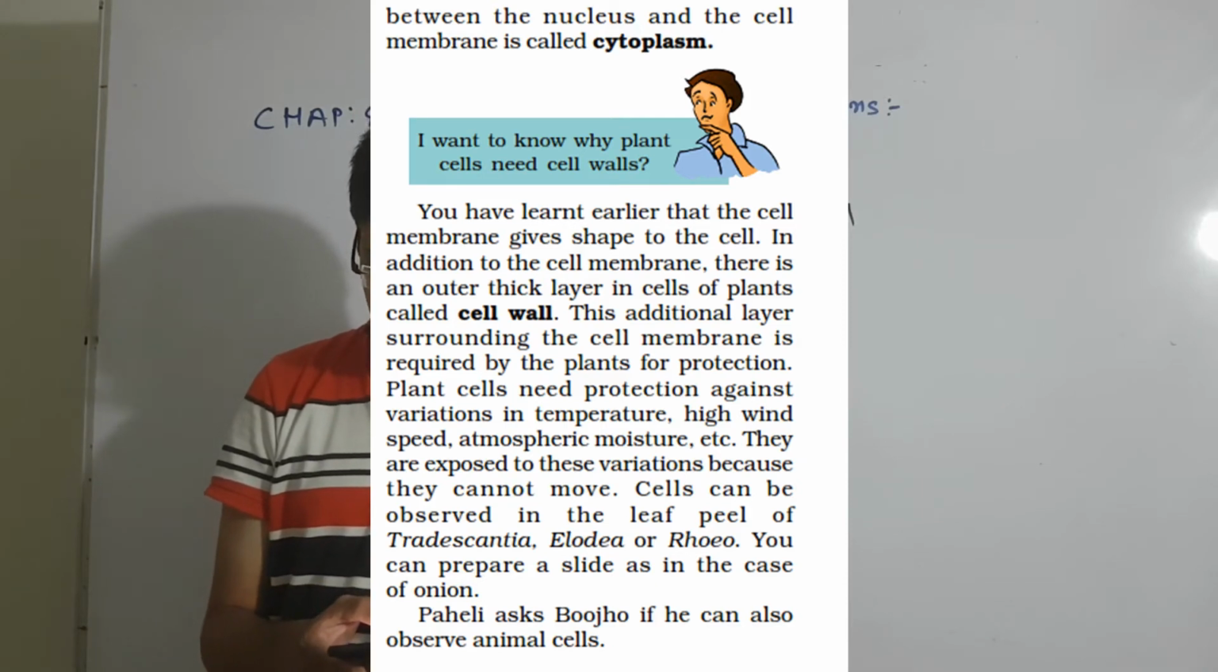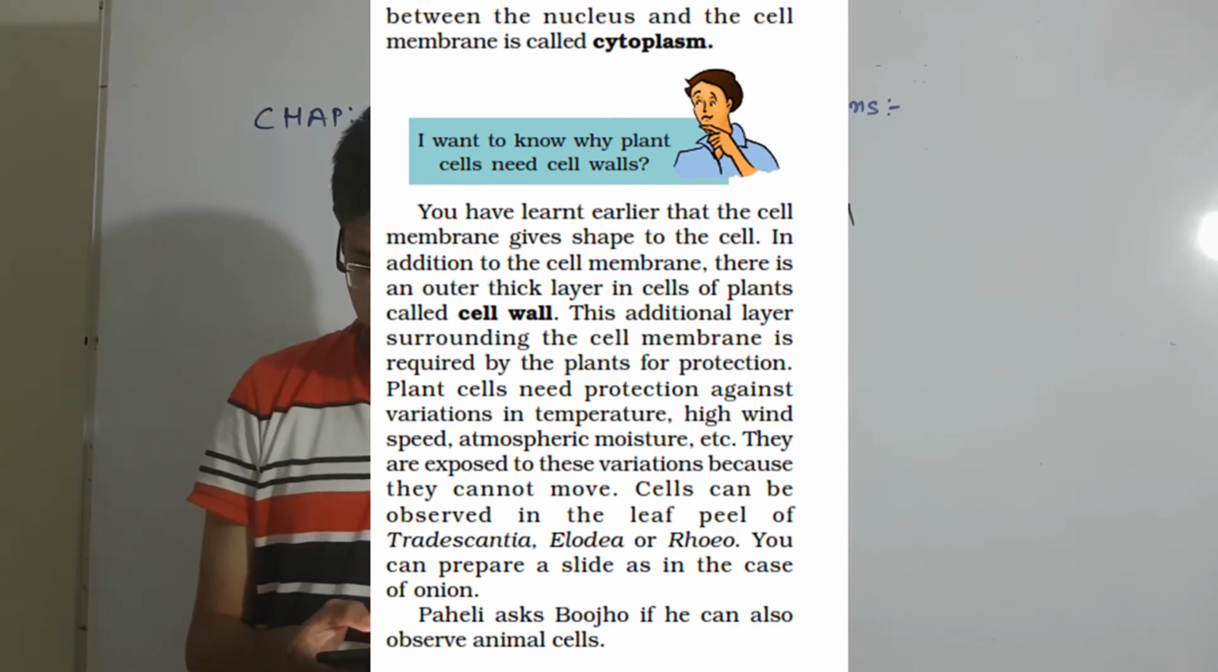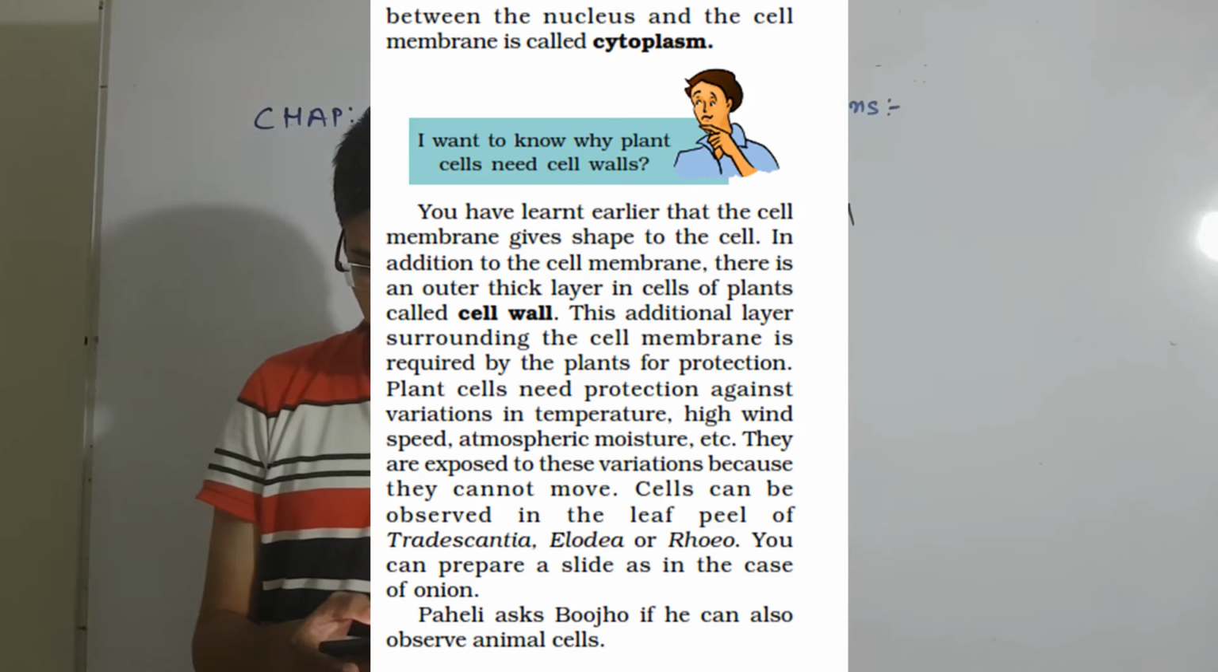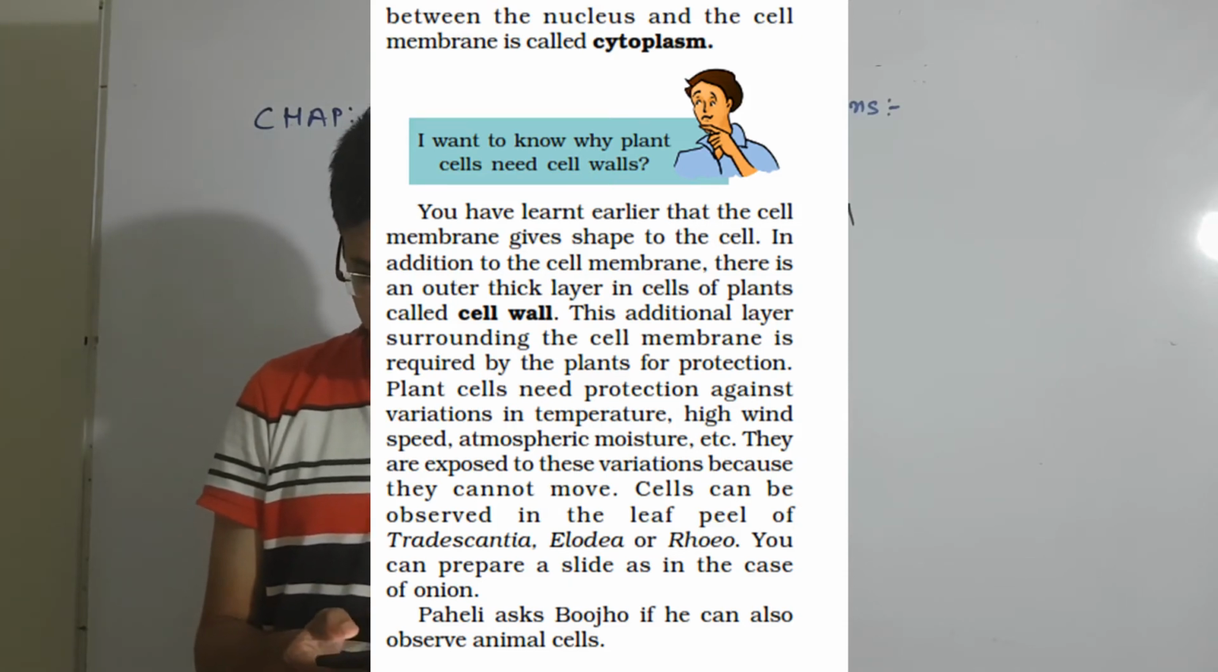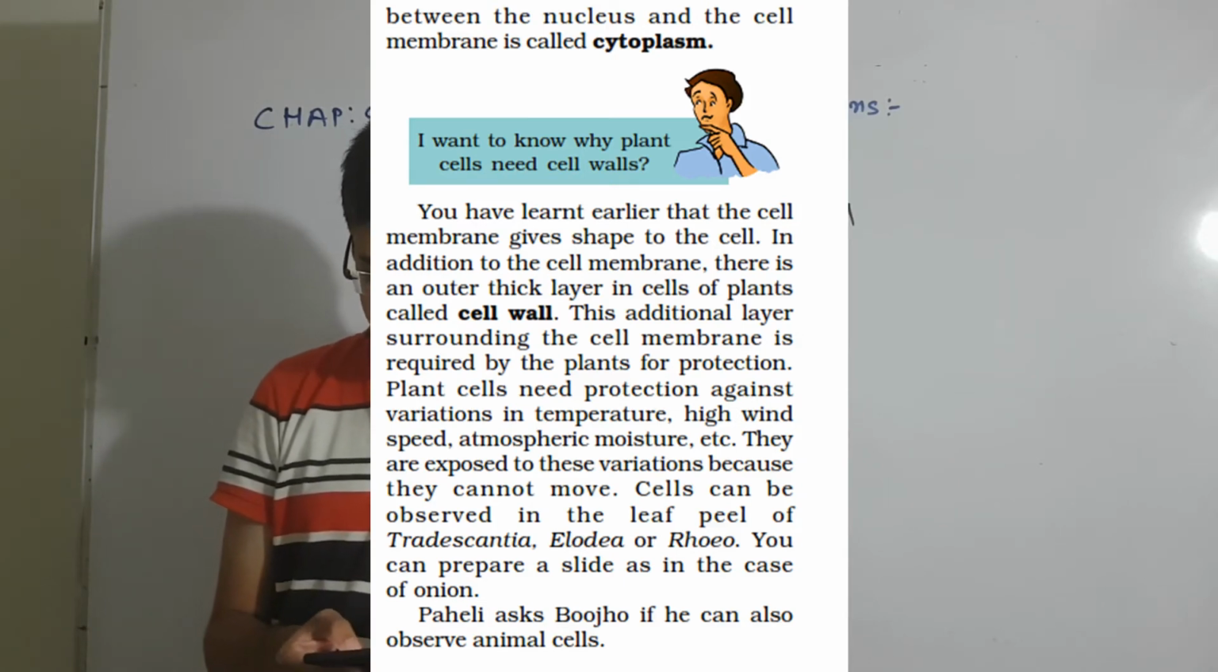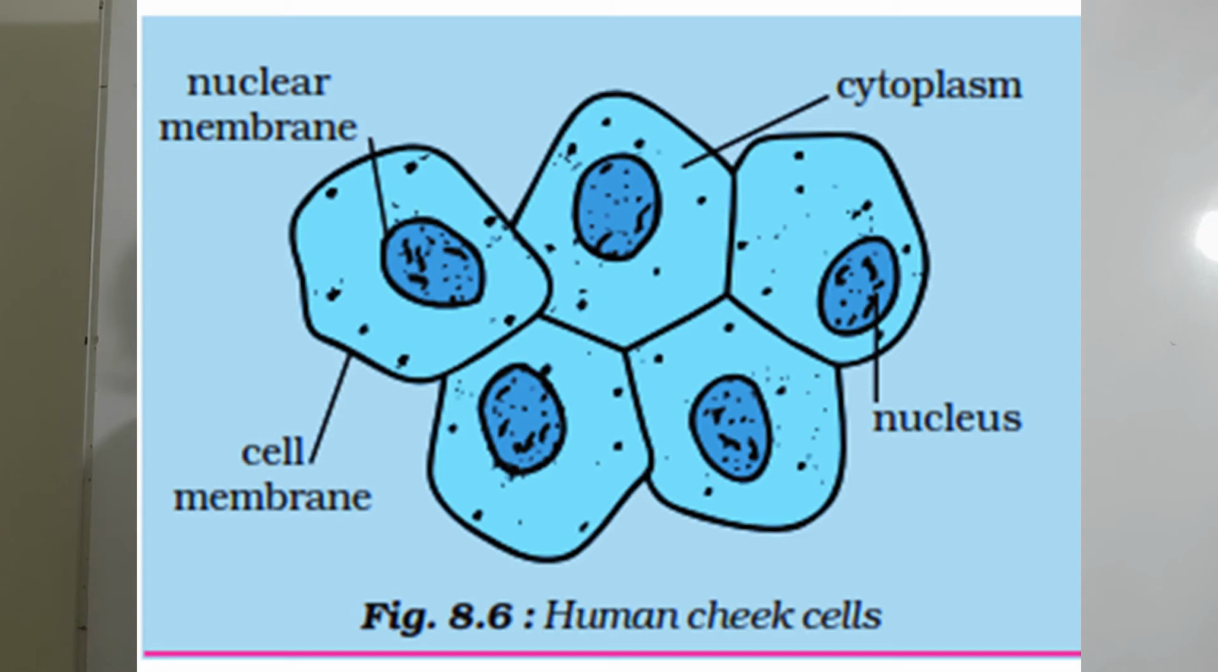Cells can be observed in the leaf peel of Pudina, Elodea or Rhoeo. You can prepare a slide as in the case of onion. Paheli asked Boojho if he can also observe animal cells. Figure 8.6, that is human cheek cells. You can see in this diagram the nuclear membrane, cell membrane, nucleus and cytoplasm.